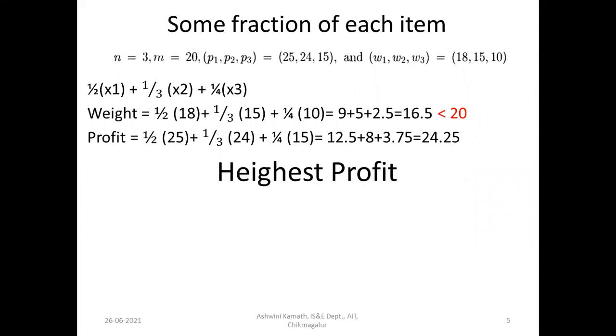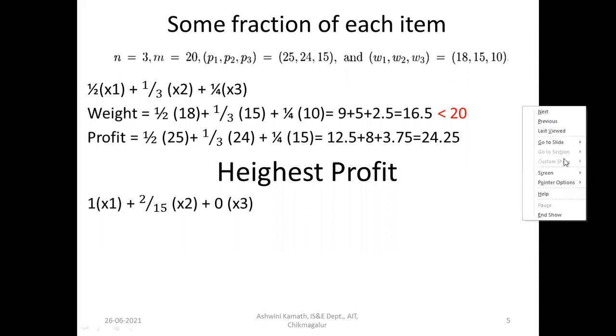Okay. So let us discuss the second method, highest profit. In the second method, you can see that the highest profit is for item 1, right? 25, 24 and 15 we have, and the highest profit item is 25. So put this item completely into the knapsack. So 1 into x1. The entire item is added to the knapsack. What is the weight of that item? It is 18 kg, right? It is 18 kg.